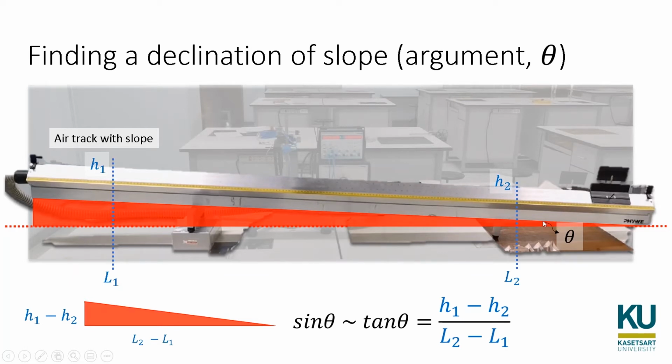To find theta, you have to measure the height at two different points, and you divide by the difference in position. In this small angle, sin theta is equal to tan theta. That's why you use this to calculate theta as an arctangent.